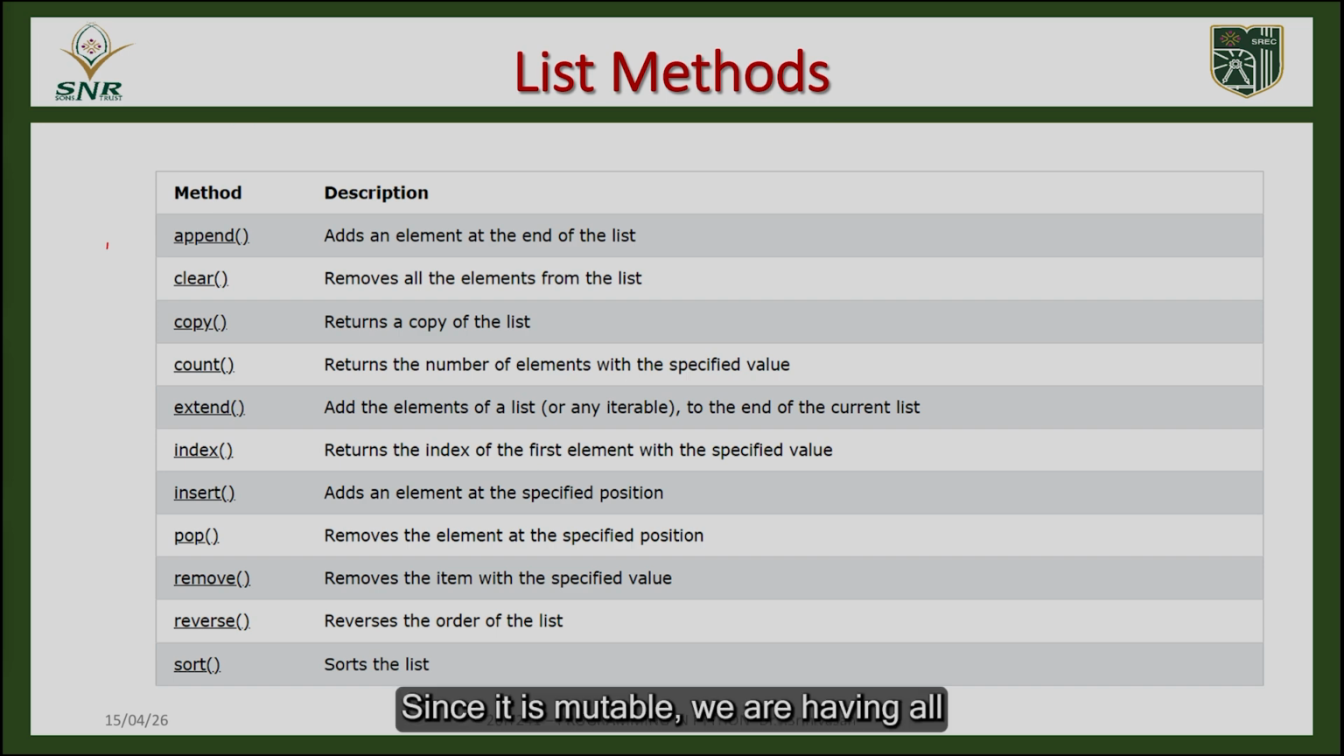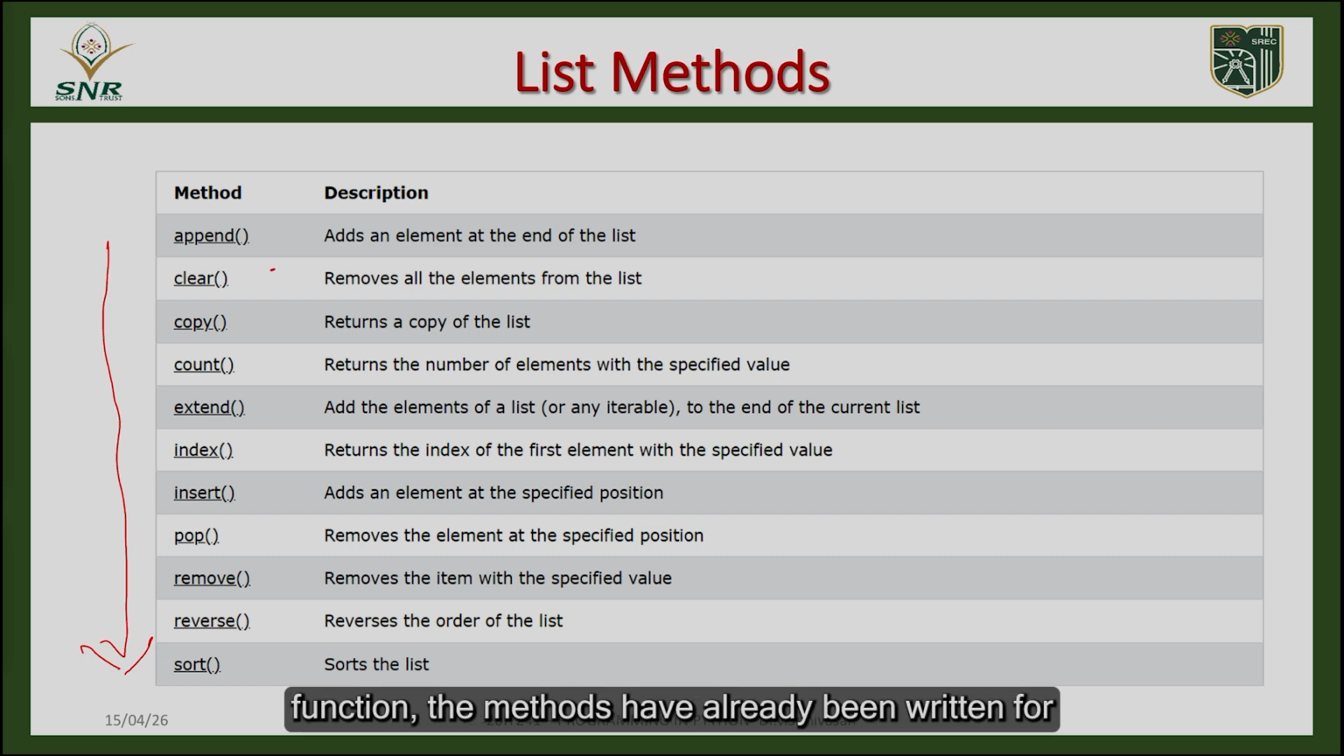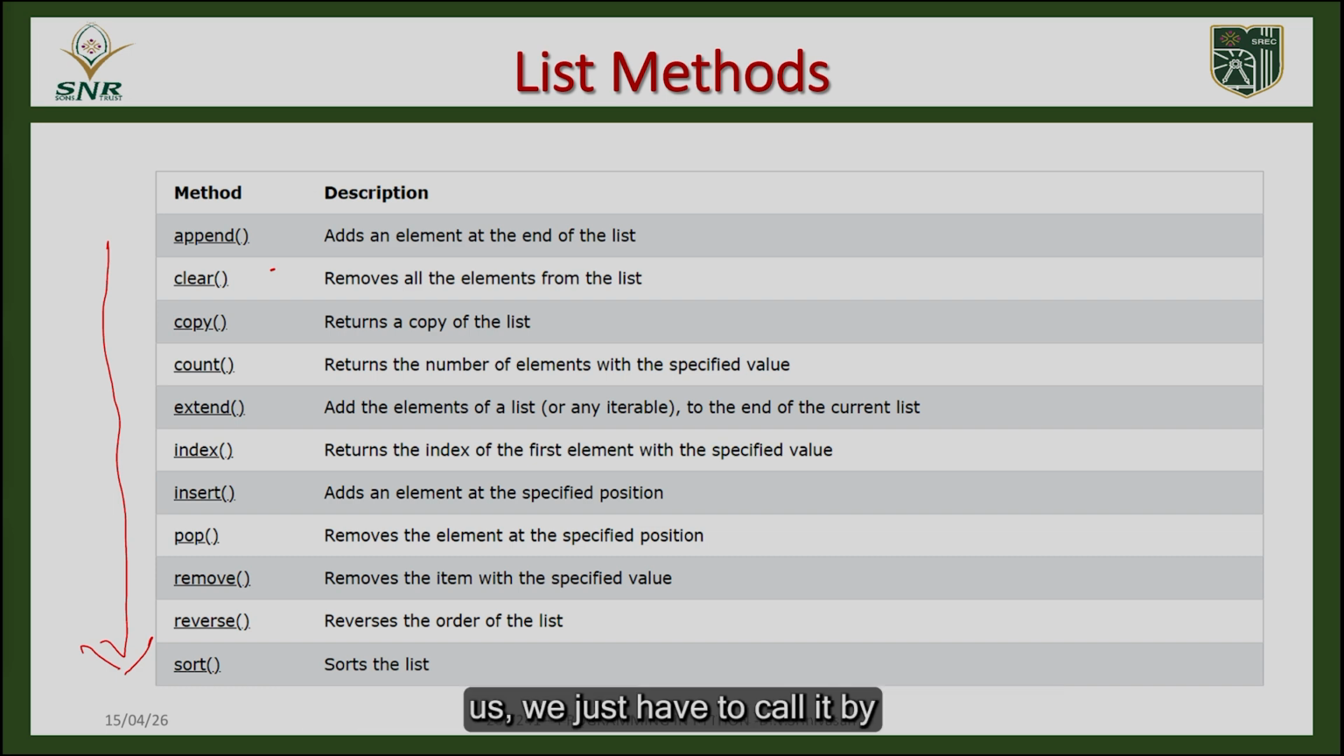Since it is mutable, we have all these methods. These are inbuilt methods, that is, the functions have already been written for us. We just have to call them by name wherever necessary. Some list methods are append. When you use append, the value you add gets added at the last end of the list. By default it will be inserted at the end of the list.